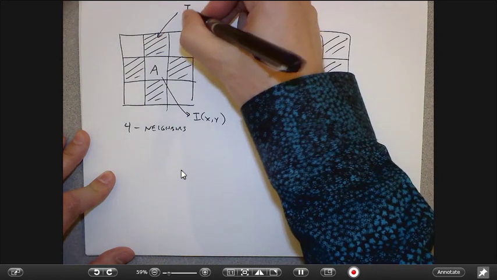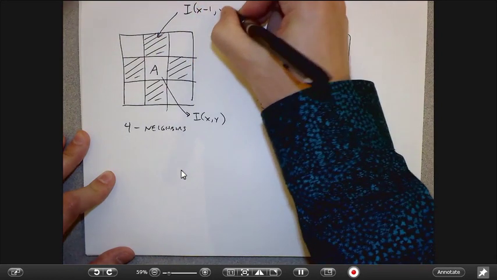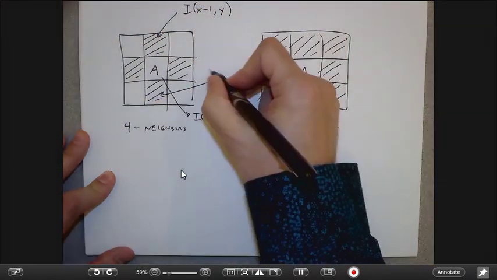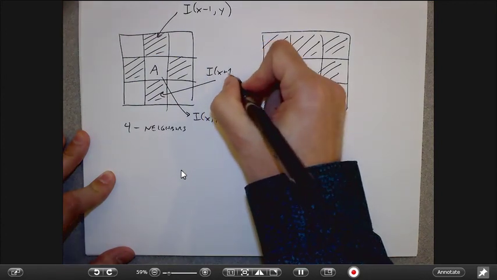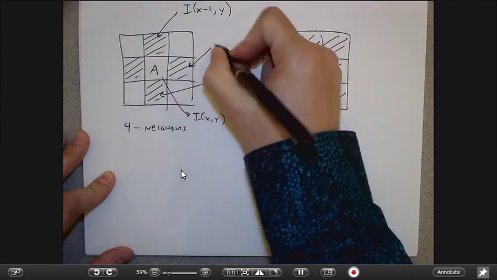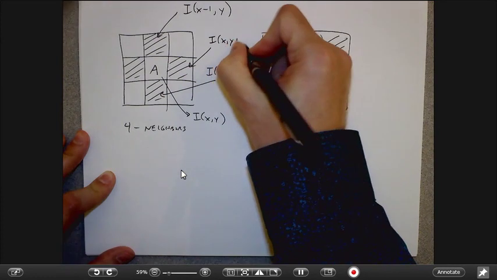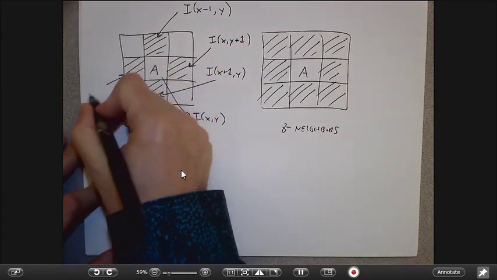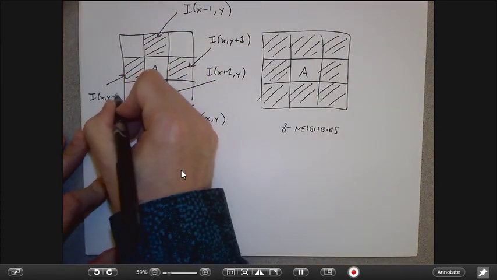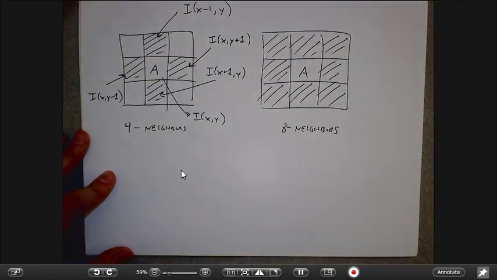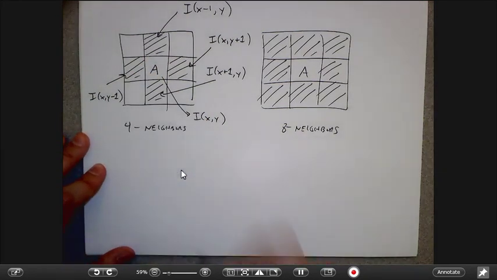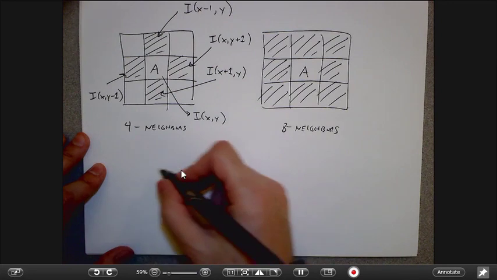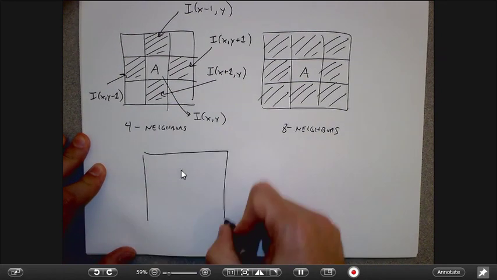So again, just as an exercise, if this is I at pixel xy, then our notation is going to tell us that this pixel here is 1 less x value. This is going to be 1 more x value. This is going to be 1 more y value. This is going to be 1 less y value.